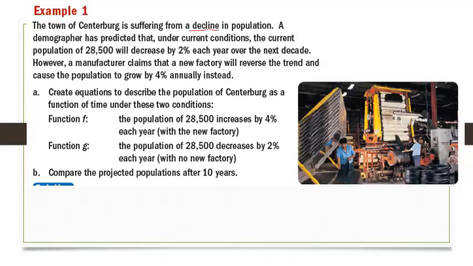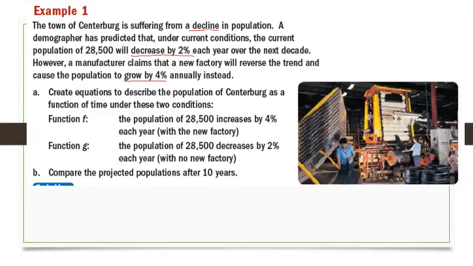A demographer has predicted that under current conditions, the current population of 28,500 will decrease by 2% each year over the next decade. However, a manufacturer claims that a new factory will reverse the trend and cause the population to grow by 4% annually instead. So the first thing we want to do is create equations to describe the population of this town as a function of time, and we want to create two functions.